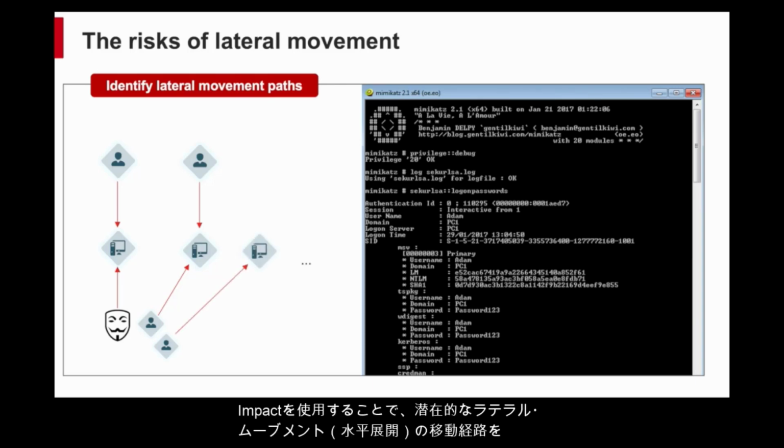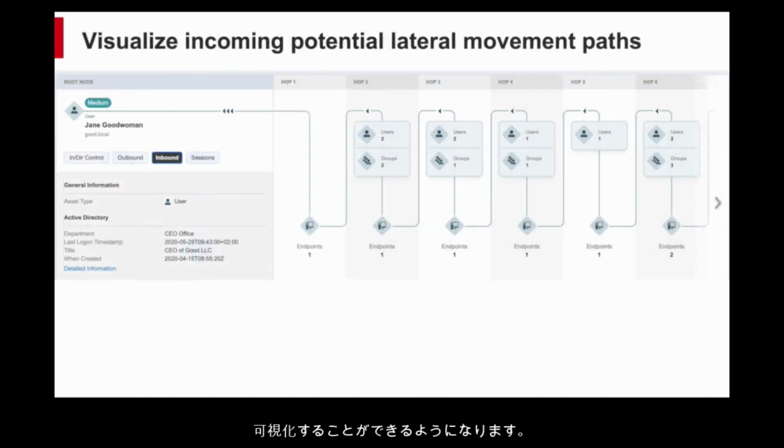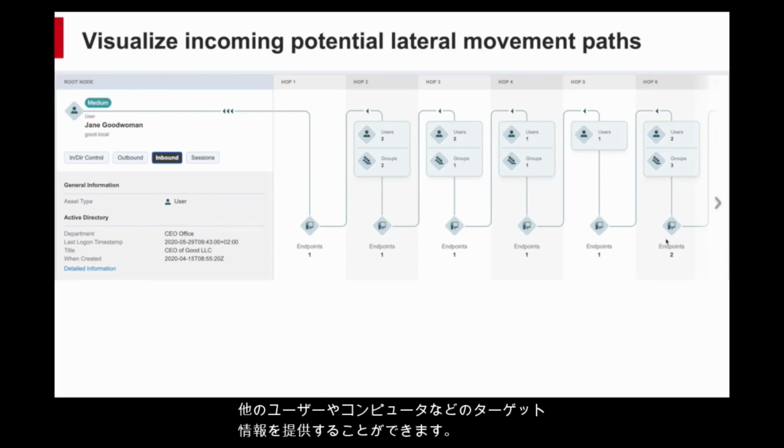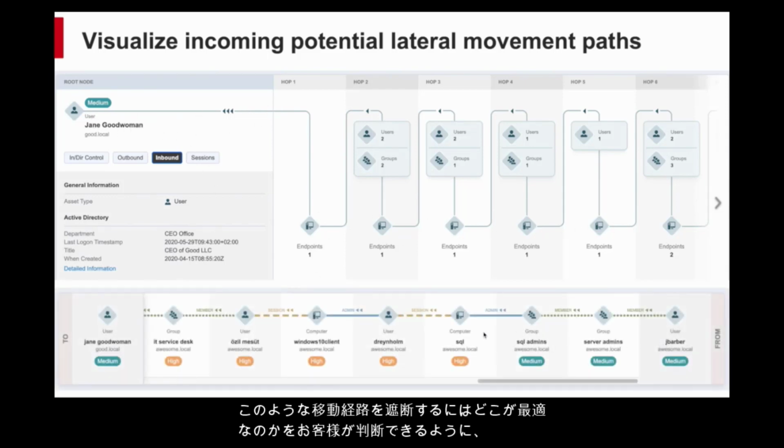Now, with Impact, we can make potential lateral movement paths visible. We can provide the information from which other user or computer an attacker could move laterally to a target. We have a broad overview and a detailed view where our customers can then decide where the best place would be to cut off such a path.